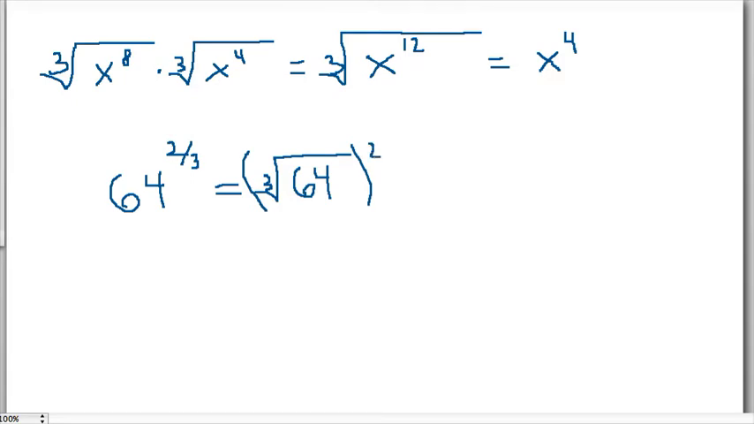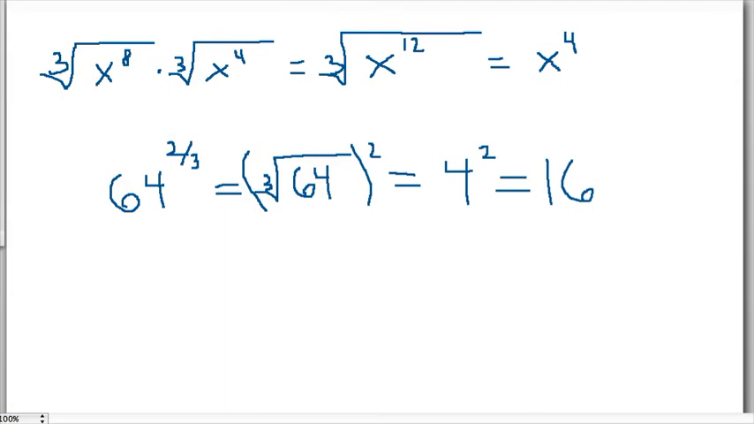And the third root of 64 is 4. So this equals 4 squared, which is 16. Okay, so in order to simplify rational exponents, write it as a radical and see what you can simplify.